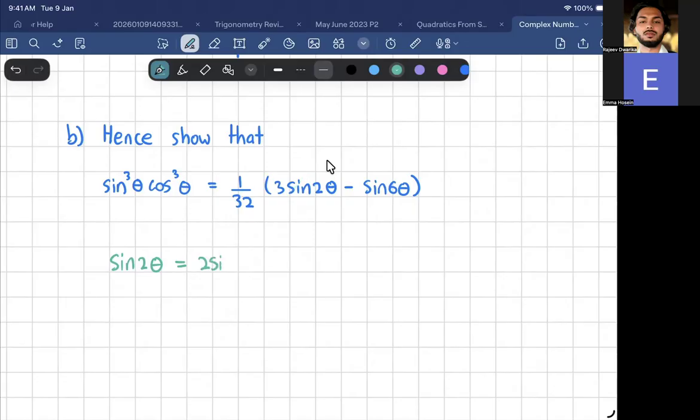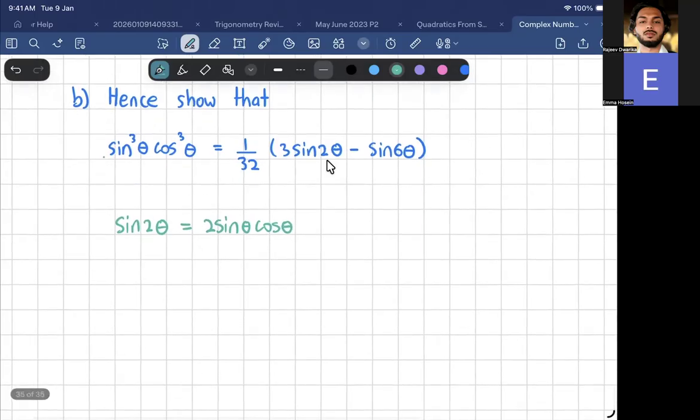Right, 2 sine theta cos theta. And so, can you see a connection between this and this? Where's the connection? Well, when you divide by 2, you'll have the sin theta and cos theta alone. And when you cube it, it would look the same as sin cube theta cos cube theta. Correct. So we could halve.